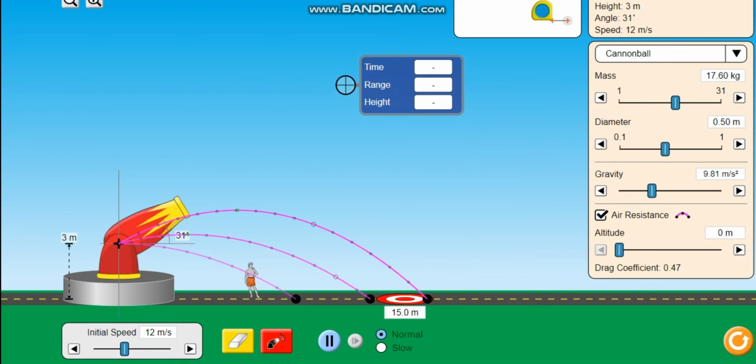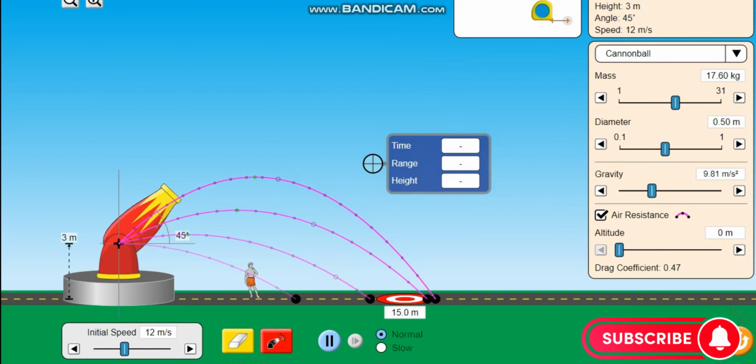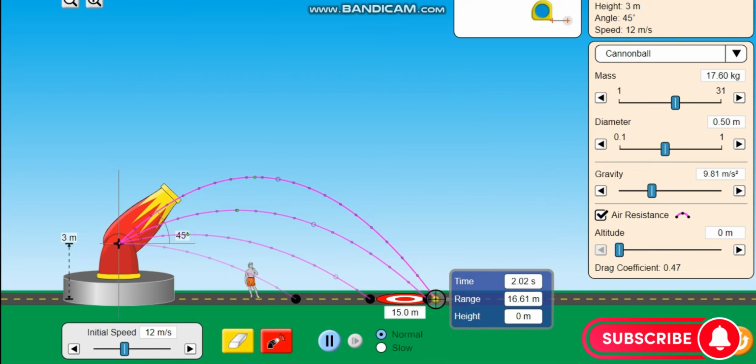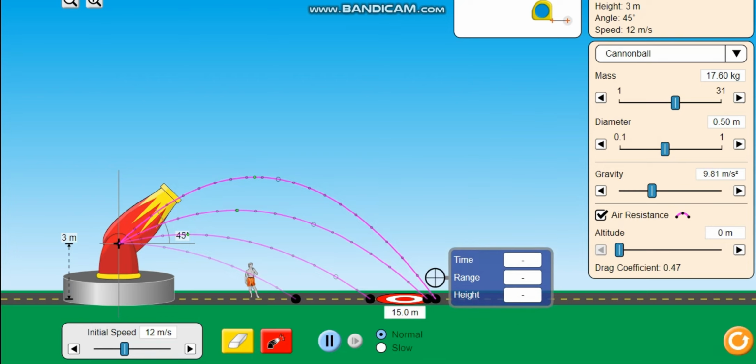Now, let's try launching the cannonball at a 45-degree angle. This is often considered the optimal angle for maximum distance. It looks like the cannonball landed about 16.61 meters away, which is farther than the 30-degree launch.